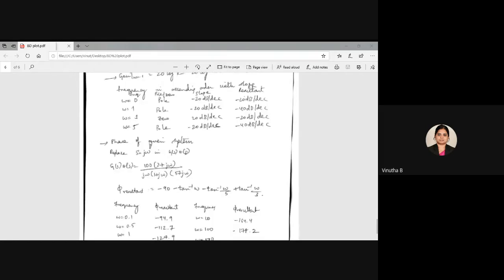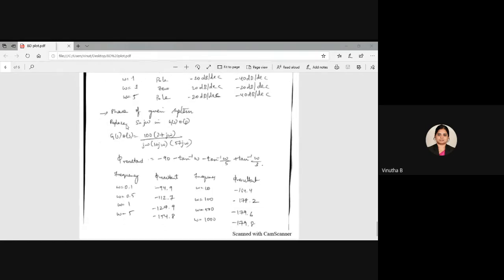Then, for the phase of the given system, to find out the phase, replace s by j omega. Okay, so 100 into (3 plus j omega) by j omega into (1 plus j omega) into (5 plus j omega). So the resultant phase will be, whenever you encounter a term called j omega in the denominator, that will give you minus 90. So you have to write it down as minus 90, minus tan inverse of omega by 1, minus tan inverse of omega by 5, and plus tan inverse of omega by 3. So this is the expression.